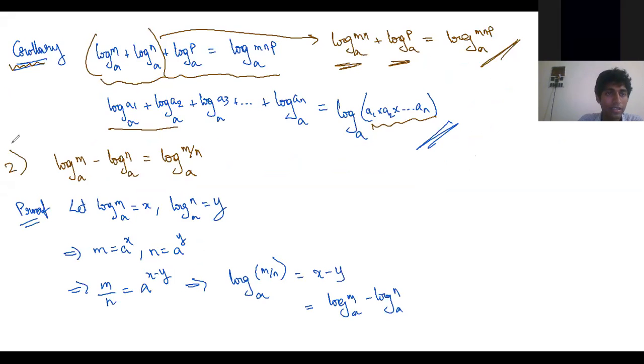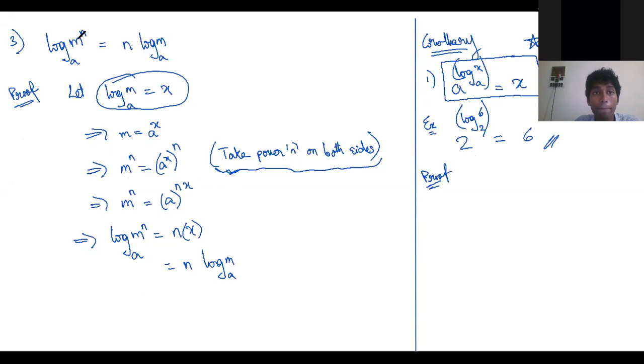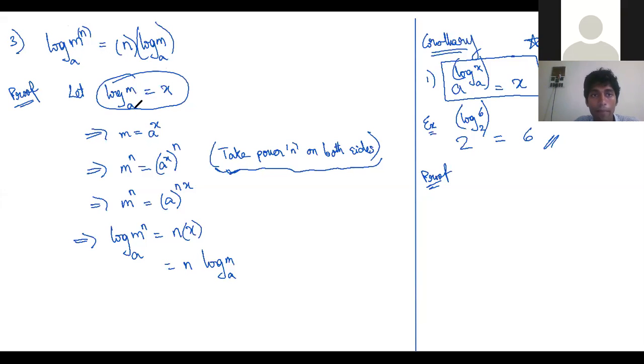First law is addition, second law is subtraction. And in third law, we are seeing that log of m power n, if you have it in this form, then whatever is the exponent comes in front. It becomes n times log m base a. And what is the proof? Let this quantity be some x. So log m base a is equal to x. If log m base a is equal to x, then can I say m is equal to a power x? After that, take power n on both sides.